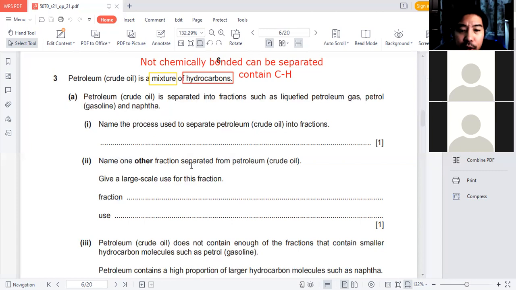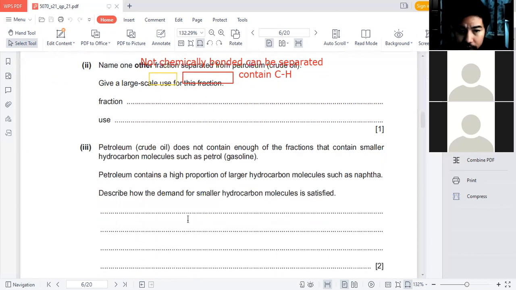Now, petroleum crude oil does not contain enough of the fractions with smaller hydrocarbons such as petrol or gasoline, which have a small number of carbon atoms. So what does that mean? Petroleum contains high proportions of large hydrocarbon molecules such as naphtha. It is a long hydrocarbon; the chain is long.